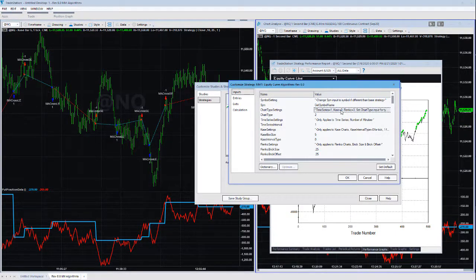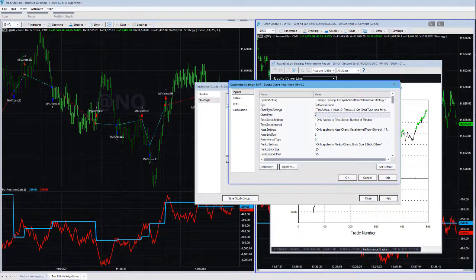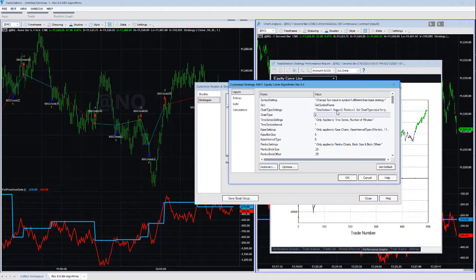Chart type settings, time series. This is what we are typically used to using in the money management algorithms. The money management algorithms have only been for time series charts in the past in TradeStation 10, and we are adding Kase and Renko for custom bars. Kase is equal to 2. You set this to 1 if you want, say for example, 1 minute or above: 1 minute, 5 minute, 15, 60, 120 minute. This would be a 1 because it would be a time series chart. If you're using a Kase type chart, then you set this to 2, and that's what we're using.